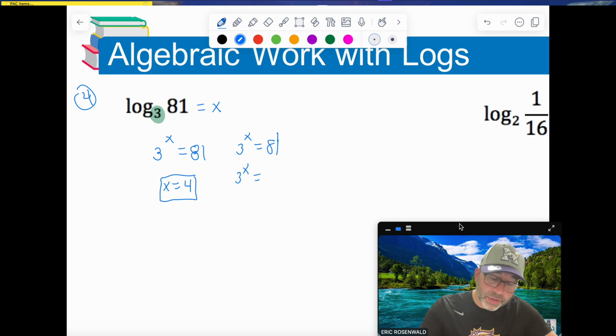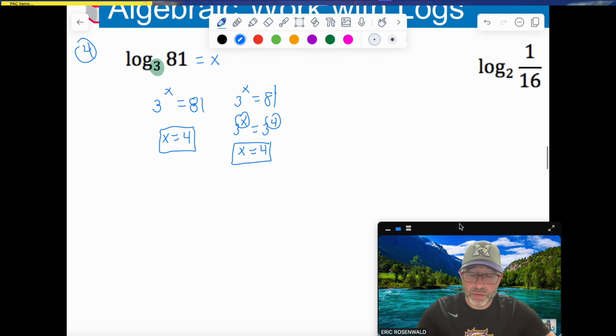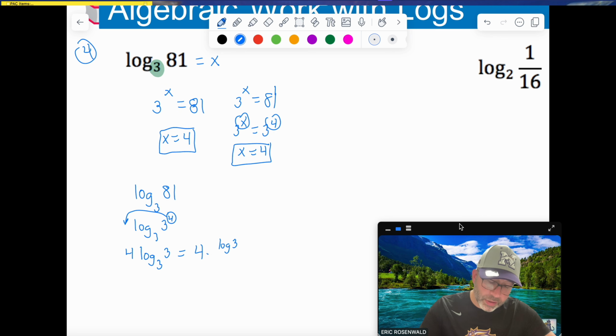3 to the x is equal to 3 to the fourth. Well, drop the bases and it just becomes x equals 4. We can do that. You can use your power rule. Watch this. Log base 3 of 81 is the same as log base 3 of 3 to the fourth power. And what happens is when I use this 4 and move it to the front, this will become 4 log base 3 of 3. Well, if I use my change of base formula, this is 4 times log of 3 divided by log of 3. And log of 3 divided by log of 3 is just 1, so this equals 4.